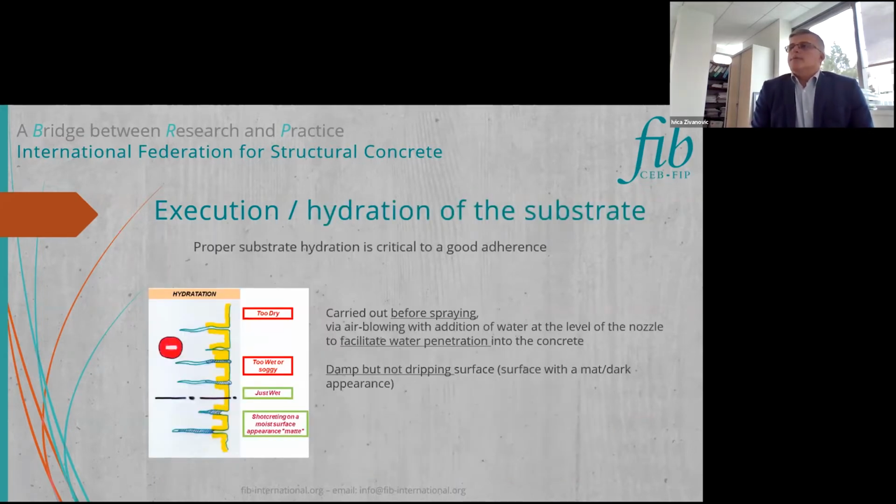The other step is the hydration of the substrate with proper hydration. It is needed to provide a good bonding. It is carried out, of course, before spraying, with air blowing in addition to water at the level of the nozzle to facilitate the water penetration into the concrete, and to dampen but not drip the surface, as illustrated in a scheme.